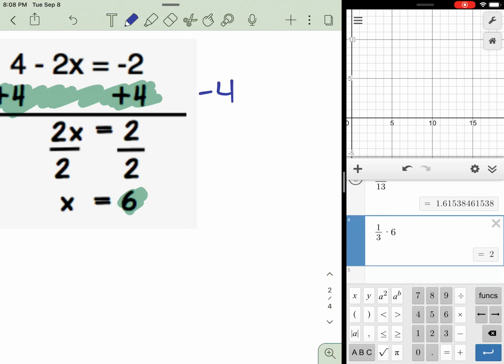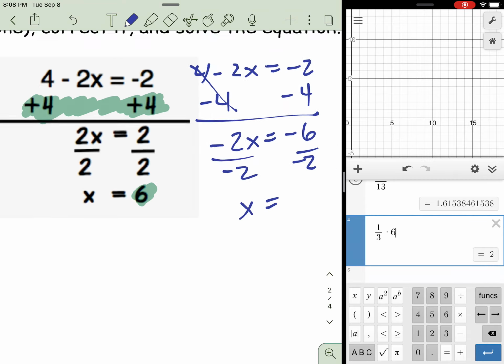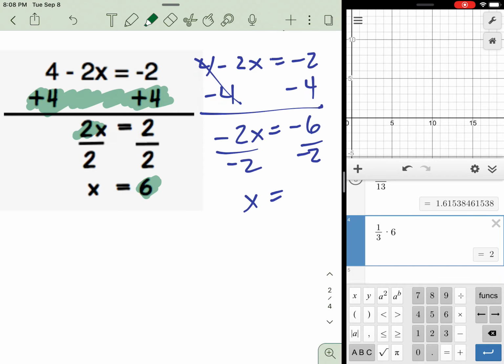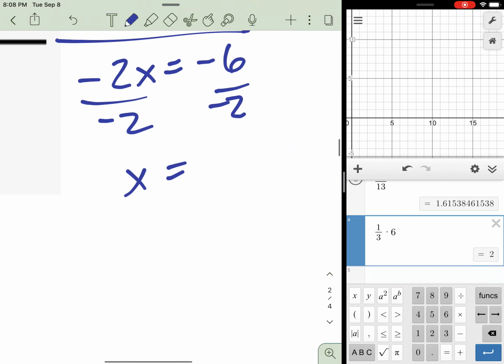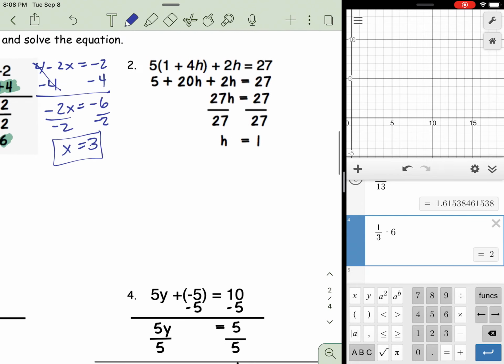So this would be -4 on both sides. That would cancel the 4's. Negative 2x equals negative 6. Divide by negative 2, and x equals, oh, and I almost forgot, they actually had 3 mistakes on this one because they left this one as positive. It should have been negative. So that would be negative 6 divided by negative 2 is positive 3. Okay. All right, number 2.